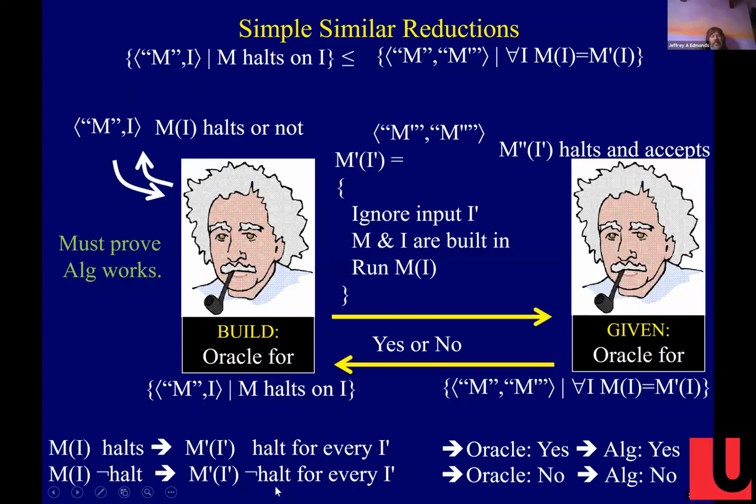Let's look at the other case. If M on I doesn't halt, then what does M prime do? It never halts. Do they do the same thing? No, M prime and M double prime do very different things. So the oracle is going to say no, and our algorithm works. Everybody getting that?